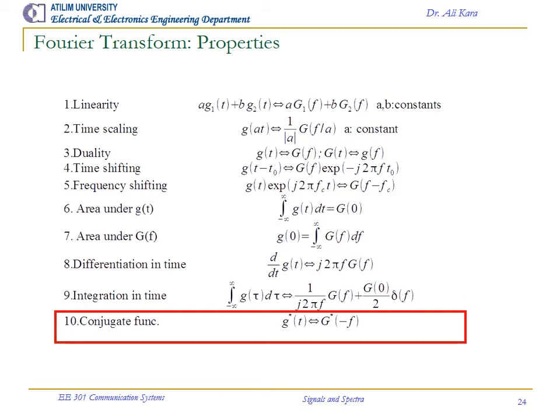Conjugate functions. If capital G of f denotes the Fourier transform of function g of t, then for a complex valued function g of t, we have complex conjugate of g of t is equal to the complex conjugate of capital G of minus f. Note the sign change of the frequency domain function.